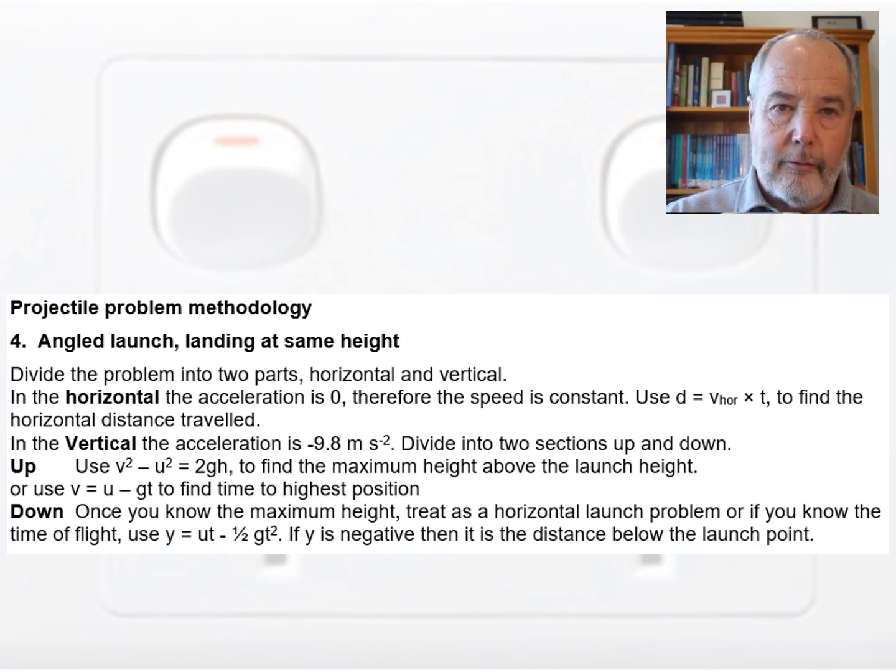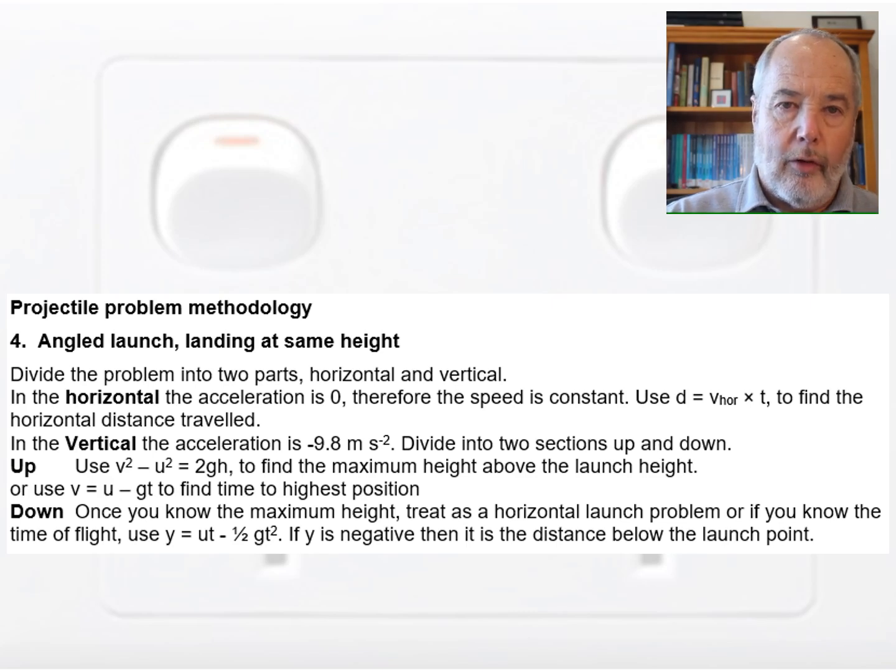In the vertical, we're going to find the time it takes to reach the top. We find the height it gets to. Then if we add that to the launch height, we can find out how long it's going to take to fall. Or we can use y is equal to ut minus a half gt squared if we know how long it's going to take to get to the end, and then substitute in for t into that equation.